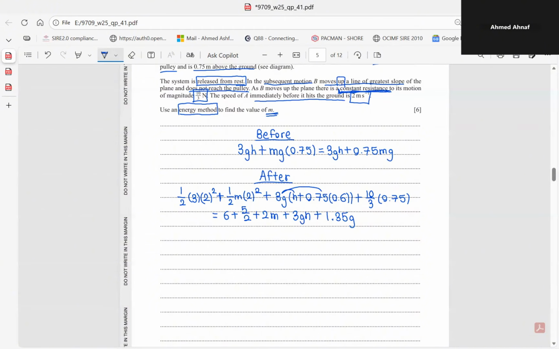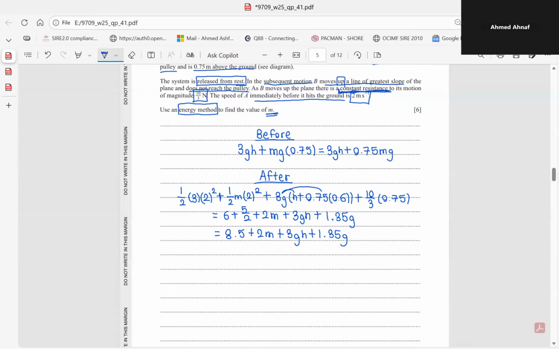Yeah, okay, that's all the terms. So 6 plus 5 over 2, 8.5 plus 2m plus 3gh plus 1.35g. So this is our total energy after.